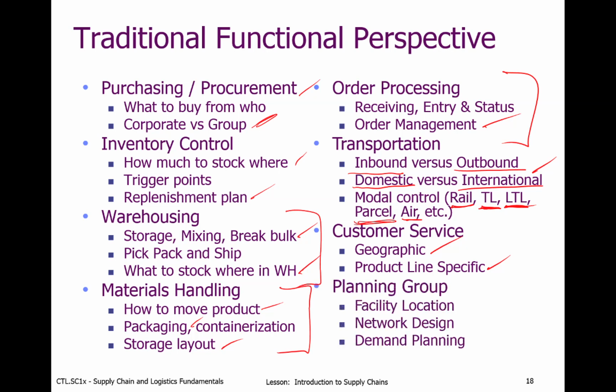And then almost every company will have some kind of planning group that kind of covers all of these activities. And they deal with facility location, network design, demand planning, a lot of the analysis that helps companies decide how to structure their whole supply chain. So these are the functional areas, but I showed you a whole bunch of different perspectives that you can think about when you talk about someone and talk about your own supply chain. It's valuable because it gives you a framework to think about when you talk about your supply chain.